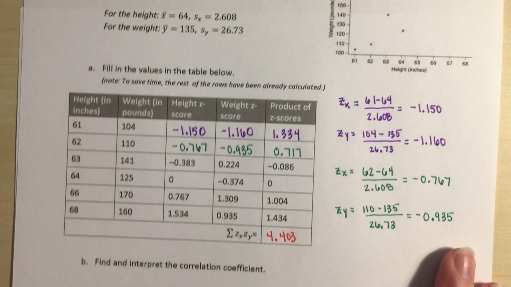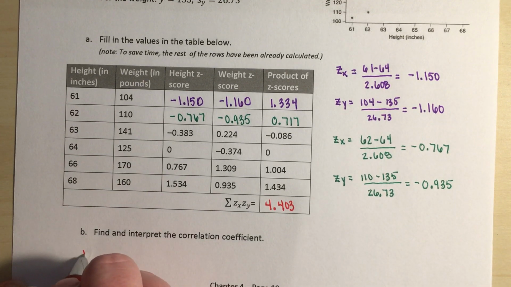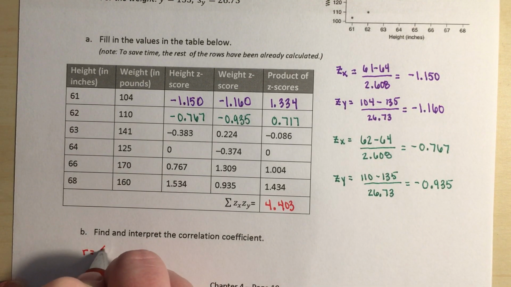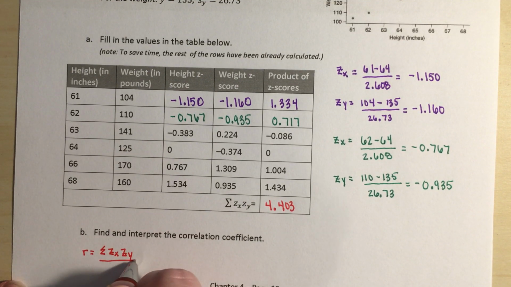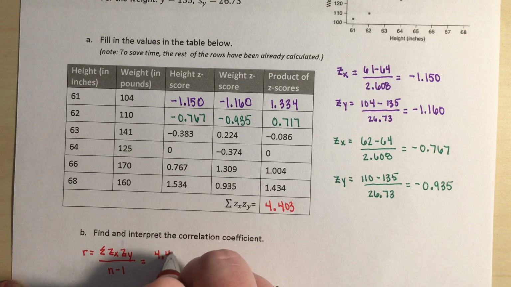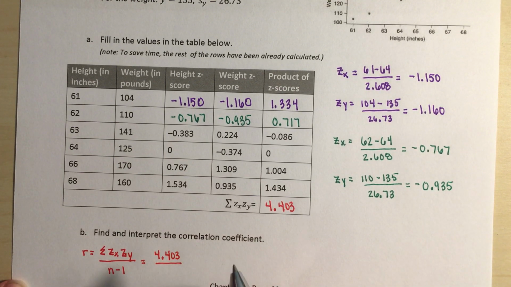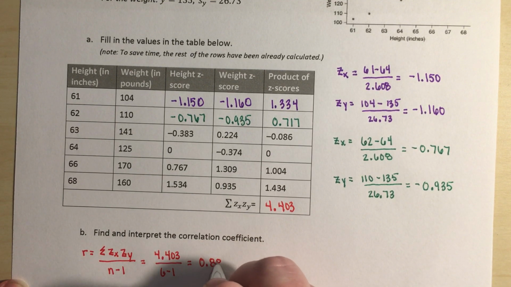All right, now to finish it off, we're actually going to answer our question. We're going to find and interpret our correlation coefficient. All right, so R, using our formula, is sigma zx zy, which is what we just found in our table, divided by n minus 1. So we have 4.403 divided by 6 minus 1, because we had 6 people in our sample. We divide this out. This gives us 0.881.